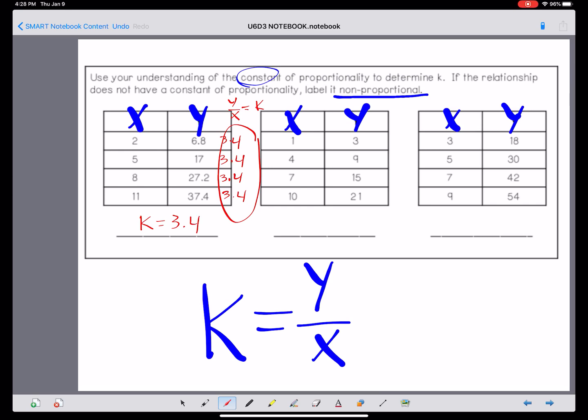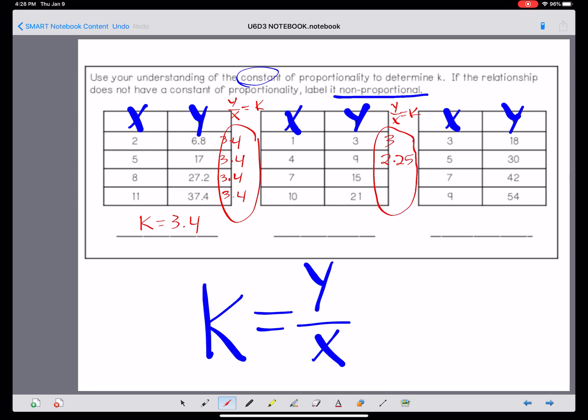Let's go ahead and take a look at the second table. Let's do 3 divided by 1. I'll put that over here. Let's see what we get for our constant. 3 divided by 1 is 3. Let's see if that's our constant. 9 divided by 4. I gotta type that one in. That will give us 2.25. So already I'm seeing that we don't have a constant because we're not getting the same number.